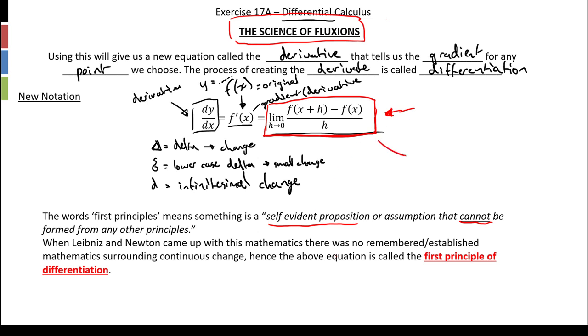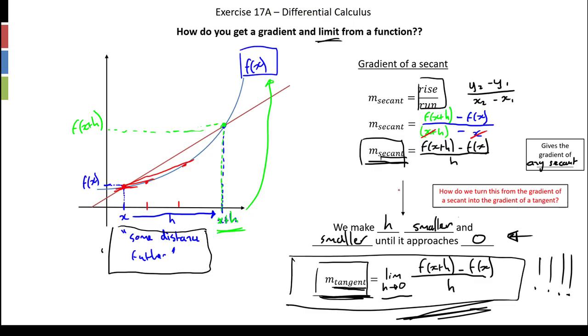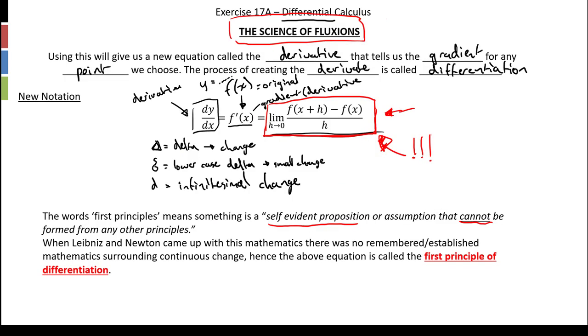So this equation right here, what we said, is called the first principle of differentiation because you can come up with this idea, like we just did, working down this process using self-evident propositions that aren't formed from other principles. It is a standalone idea that is just self-evident. Once you see it, you go, yep, that makes sense. I don't need proofs or anything like that. Because of that, this equation is called the first principle of differentiation.